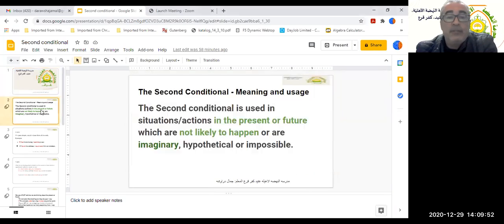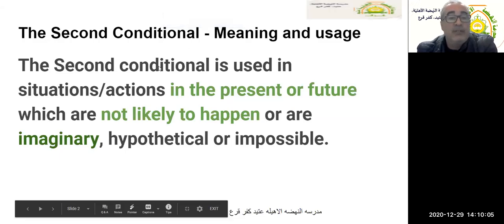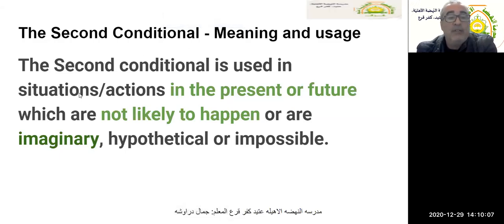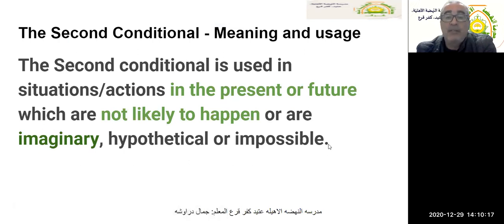Today we're going to be talking about the second conditional. In the previous video we spoke about the first conditional. Now we are moving to the second conditional. In English we use the second conditional to talk about situations or actions in the present or future which are not likely to happen or are imaginary, hypothetical or impossible.